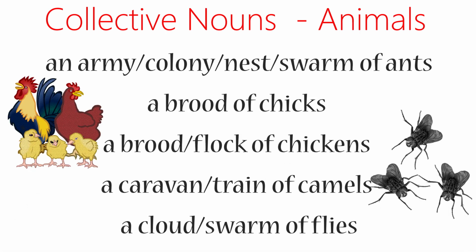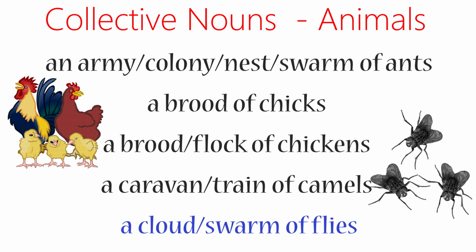Now here are some common collective nouns for animals. What's a group of ants called? It's called an army, colony, nest, or swarm. A brood of chicks. A brood of chickens or a flock of chickens. A caravan of camels or a train of camels. This caravan or train is when the camels are traveling.